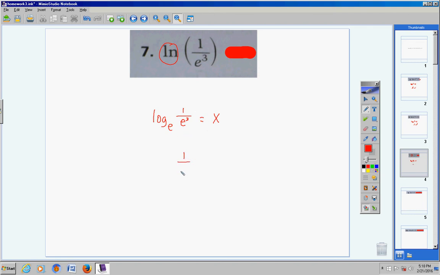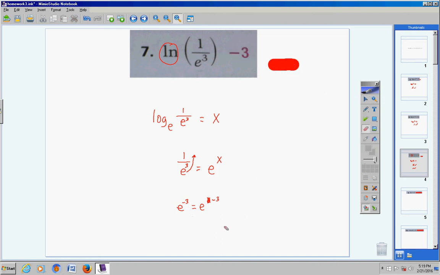So 1 over e to the third power equals, this is a base, so it stays a base. And this side over here becomes your exponent. Okay, that's one way to do it. Nothing wrong with that. Now, bring this e up top, and when you do, the 3 will become negative. So now I have, well, there's a 1 up top already, so I guess you could say 1 times e to the negative third. But 1 times anything is just itself, so really I have e to the negative third equals e to the x. Well, obviously x has to be negative 3, because e to the negative third equals e to the negative third.